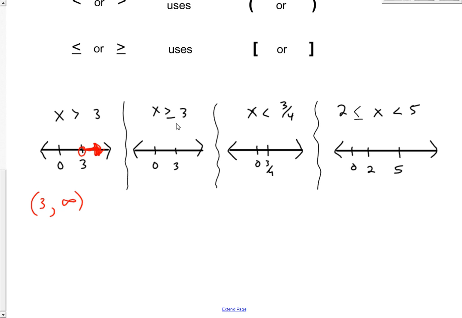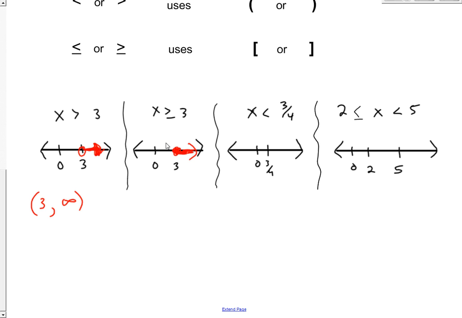With x is greater than or equal to 3, I'm looking at the graph. I still have my 0 just for a base point. I have my 3 graphed on there. I'm greater than or equal to, so that means I'm using a solid dot instead of an open dot, and greater than, again, is still going to go to the right.